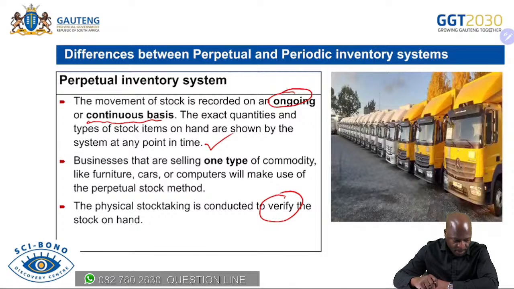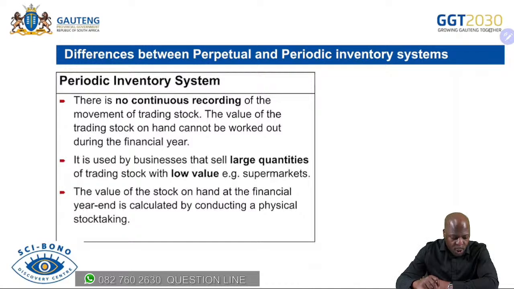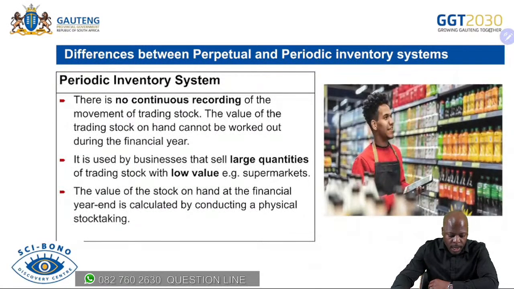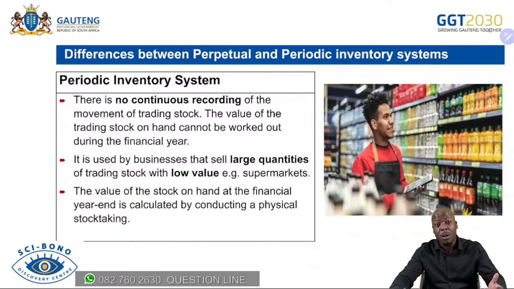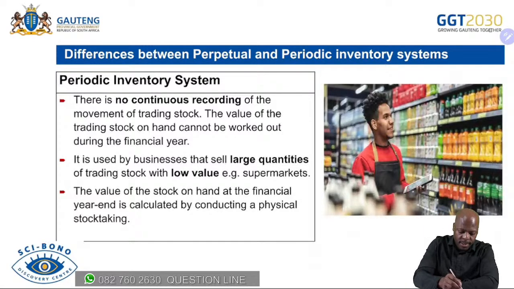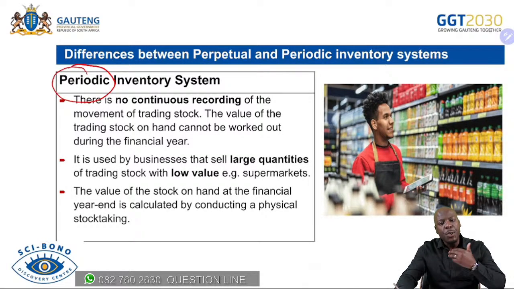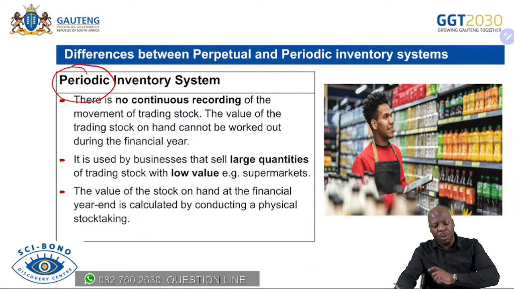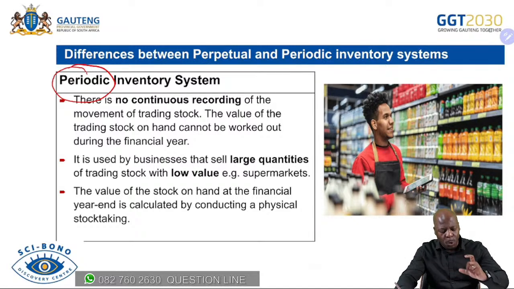I want us now to move on to our periodic inventory system. Now, with the periodic inventory system, there is no continuous recording of the movement of stock, because remember, this is periodic. There is no continuous recording on the movement of trading stock, and the value of stock on hand cannot be worked out during the financial year, unlike the perpetual inventory system.